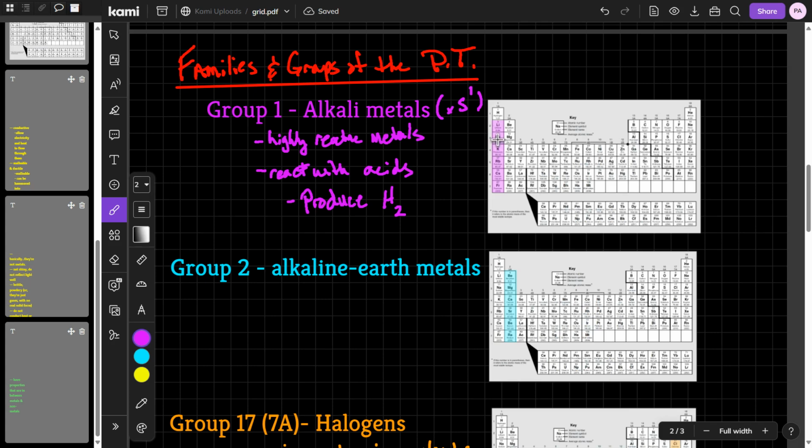sodium finishes with 3s1, potassium finishes with 4s1. They all have an s1 in their electron configuration as their last electron that you add. The alkaline earth metals, they all finish with s2.